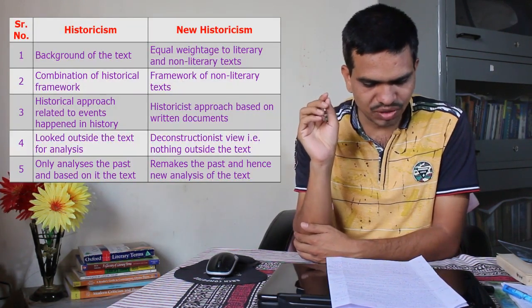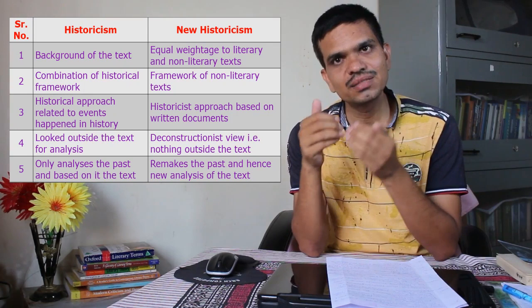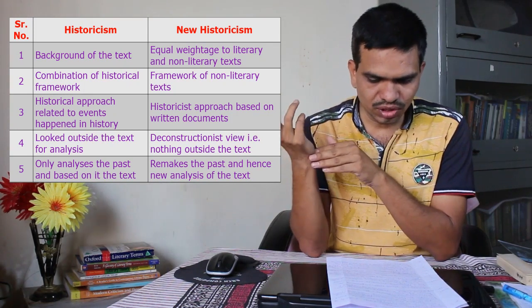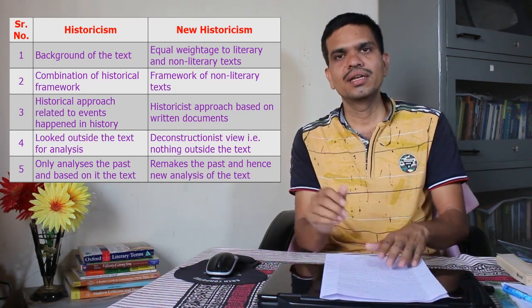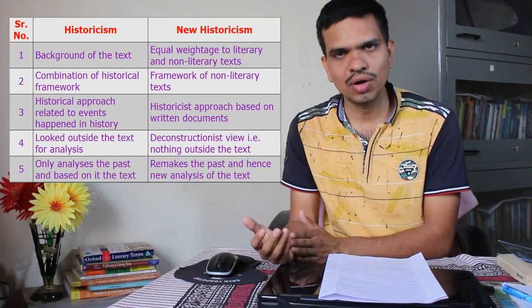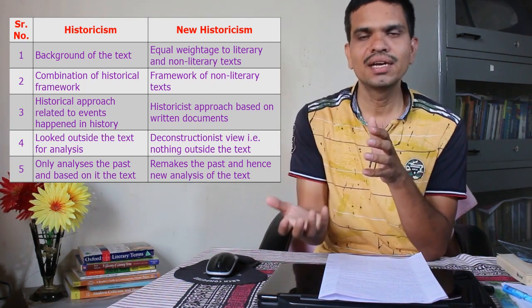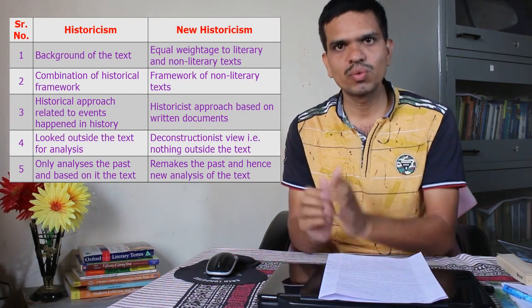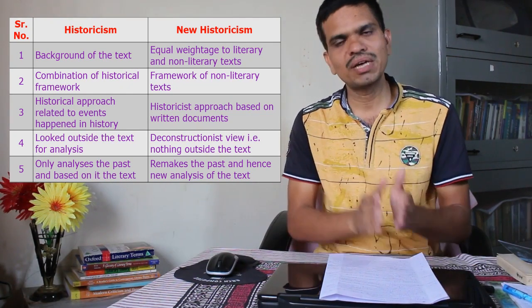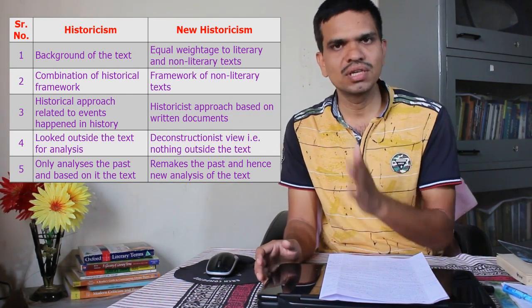The fifth difference, or the last difference we have: old historicism analyzes the past events based on the literary text. In its opposite, new historicism remakes the past and hence the new analysis of the text. It is the remaking and reconstructing of the past, meaning only the events which are given in history are not analyzed, but out of those events or literary documents a new kind of truth is put forward, and it is a remaking of the old past, of the old literature, or the literary text. So new kinds of things are there in new historicism.